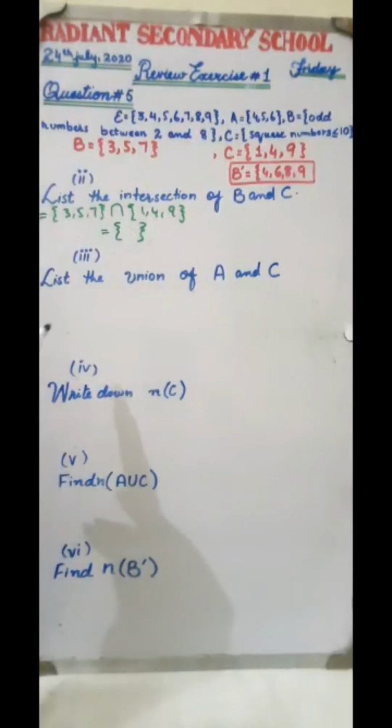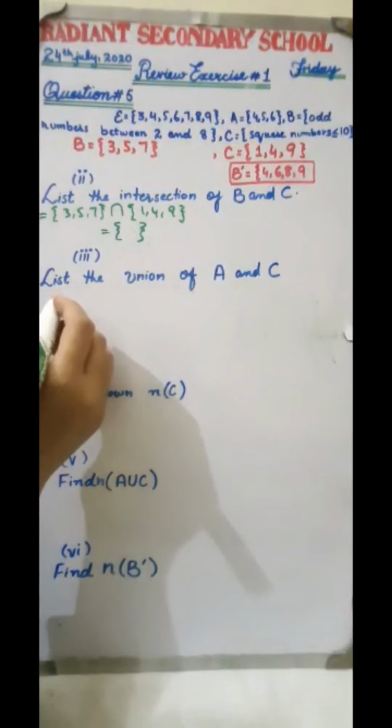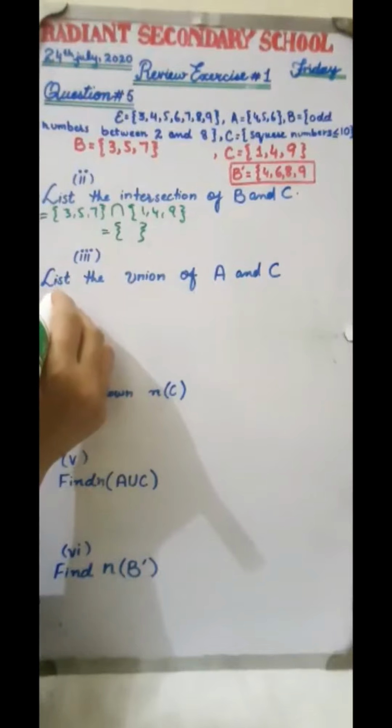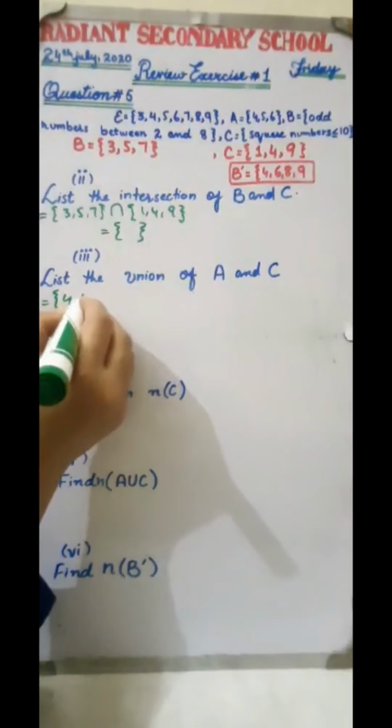Okay, third part, list the union of A and C. We have to find the union of A and C. Write the A set first. A set is 4, 5, 6.